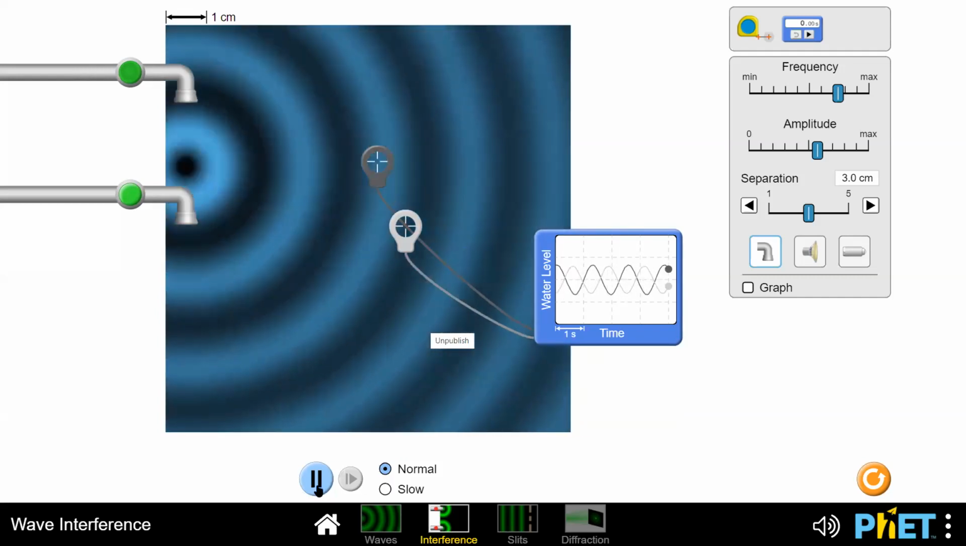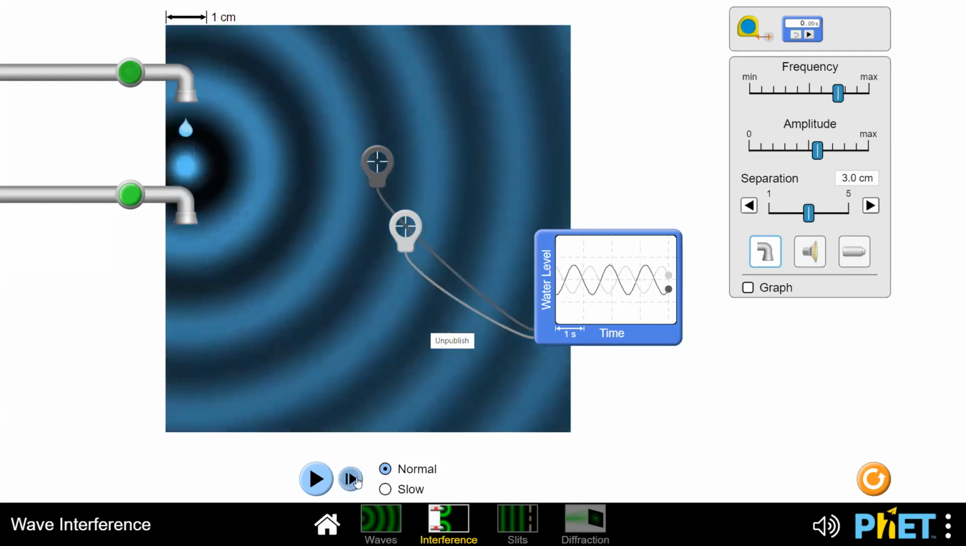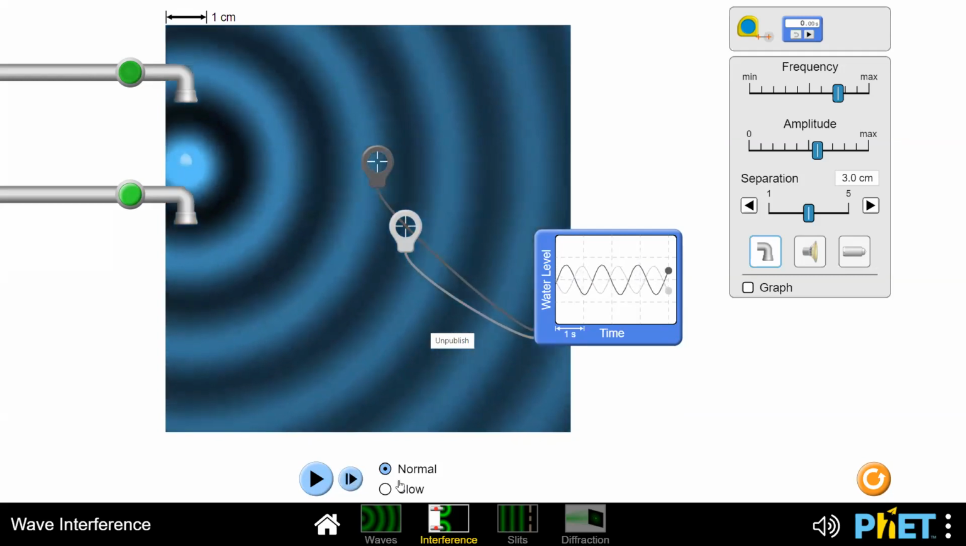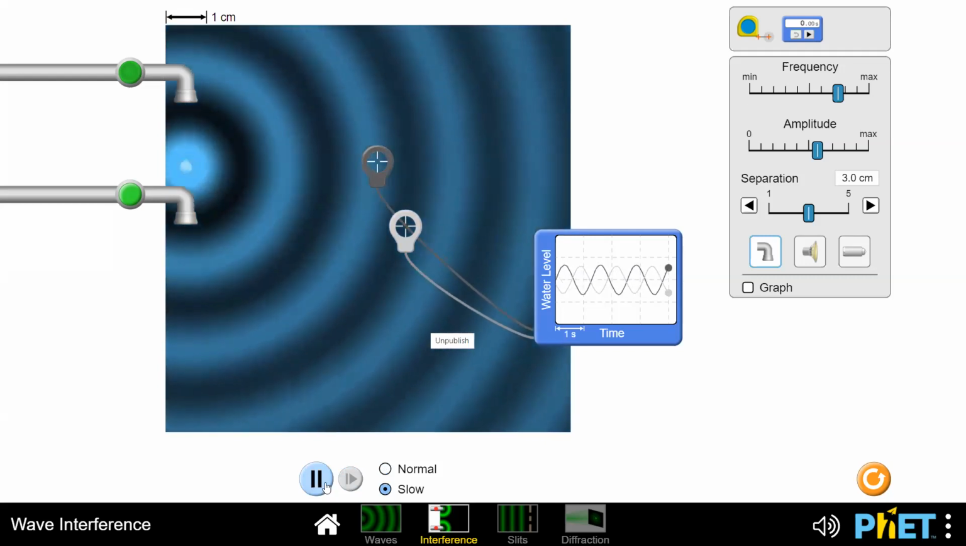These buttons here, you can pause the simulation just if you want to check things out. You can go ahead one frame at a time, or you can just make it go slow so you can observe the phenomena as it's going on.